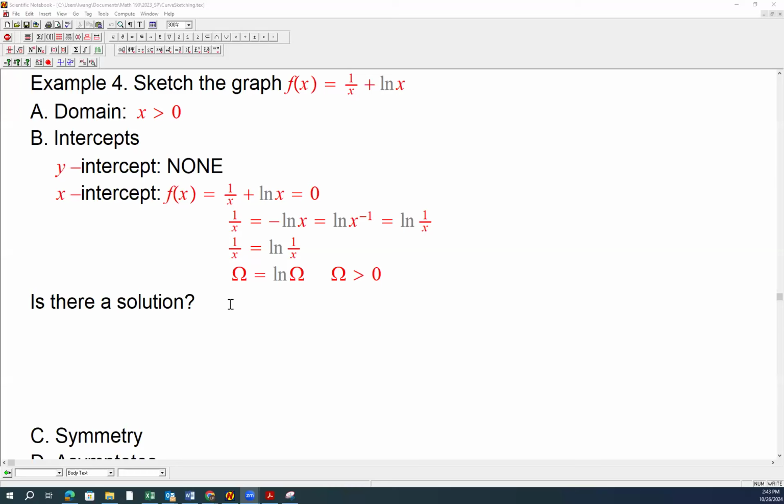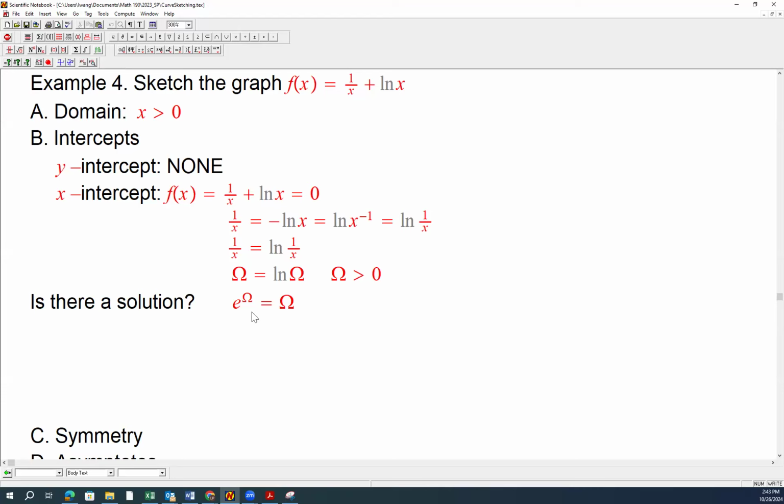All right. You can pause and try it on your own to see if there's a solution. There are multiple studies you can look at on this. From the definition, if this were true, that means e to the power omega is going to have to equal omega. Okay, this is not true.